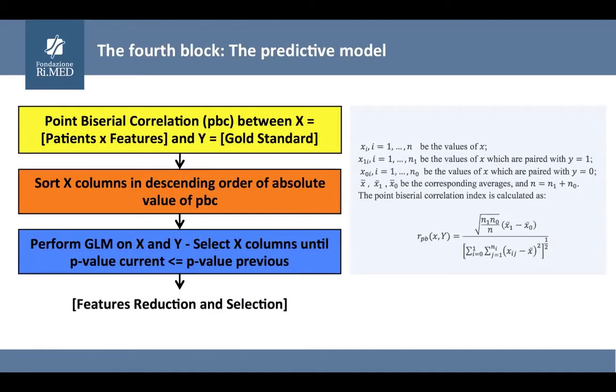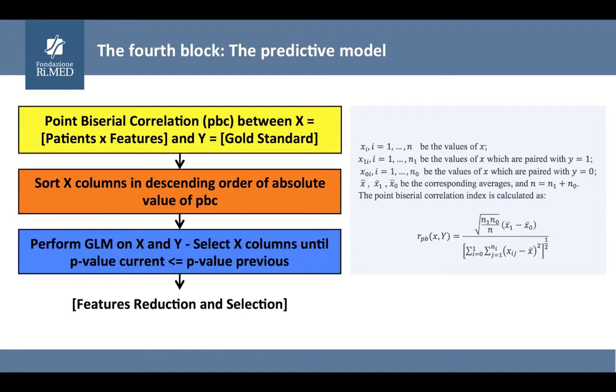In the first step, the dataset is composed of an X matrix with n rows, the number of patients, 46, and n columns, the number of features, 219, and of a Y vector of n values of a dichotomous variable, the gold standard, assuming values 1 (tumor) or 0 (normal tissue). In our study, the number of patients is much smaller than the number of extracted features.